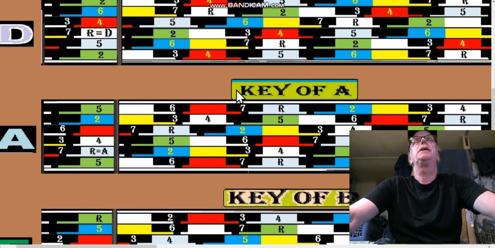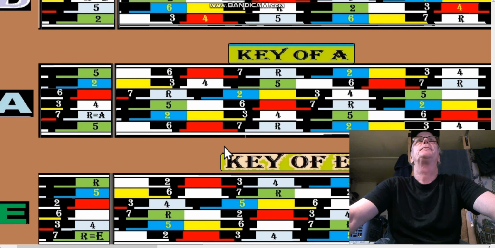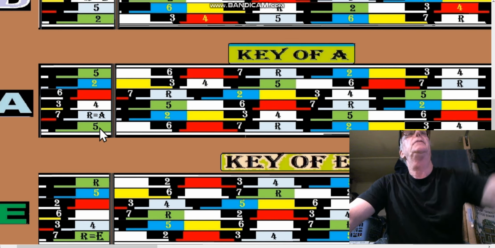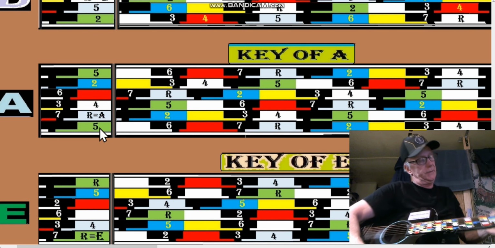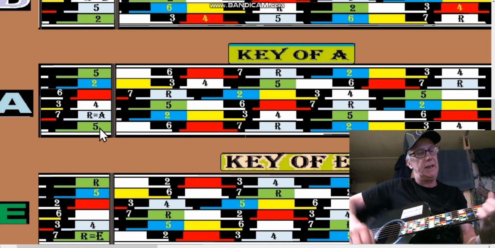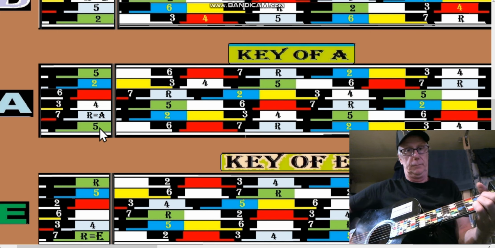Let's take a look at the key of A. Okay, we start here with a 5-6 because E is the fifth of A. So we're down here. E is now the fifth of A. Remember the A shape. This is the real A shape, right?